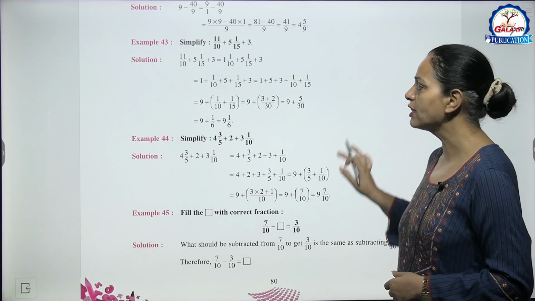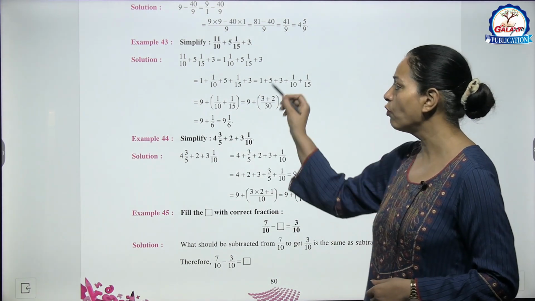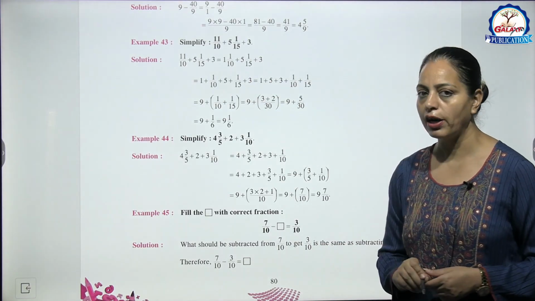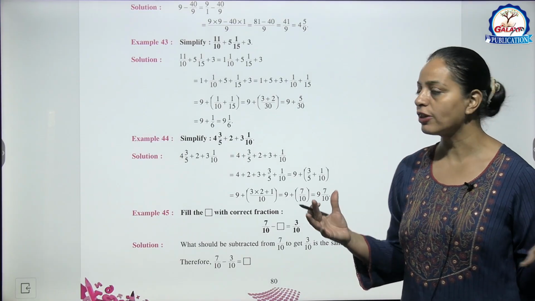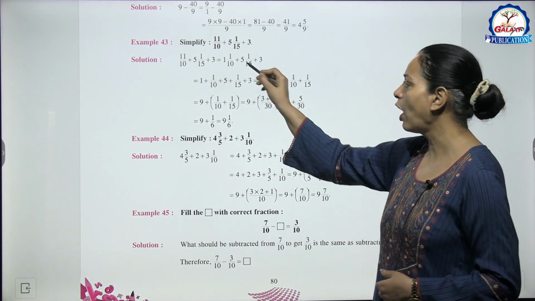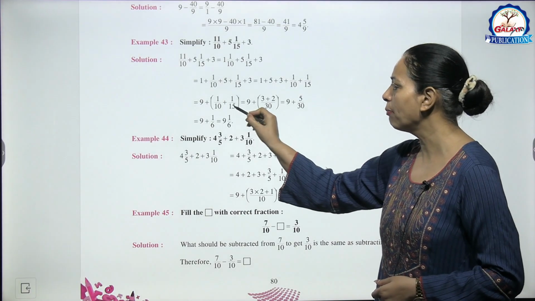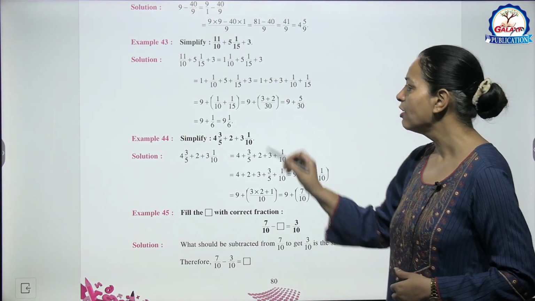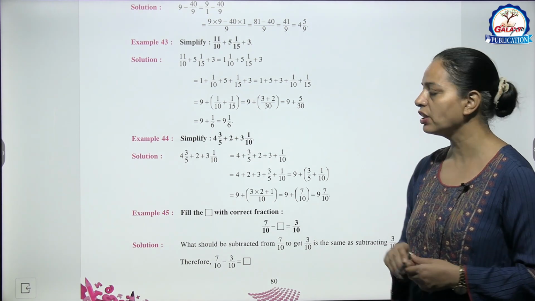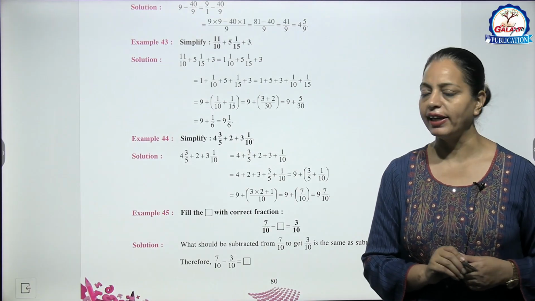Now example 43, simplify 11 upon 10 plus 5 whole 1 by 15 plus 3. Now first of all, what to do? Here we have two mixed fractions and one whole number. So what do we do? First combine all the whole parts. So 1 plus 5 plus 3, right? It becomes 9. And now take the fractional part, 1 by 10 plus 1 by 15. We will add these two by taking LCM. LCM is 30. So it becomes 3 plus 2 and 9 as it is. So 9 plus 5 upon 30, right? It becomes 1 by 6. So answer is 9 whole 1 by 6, right?